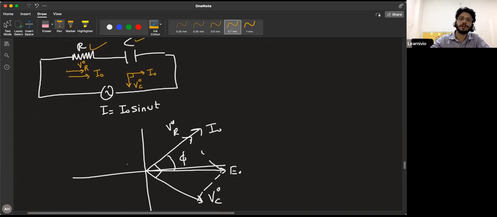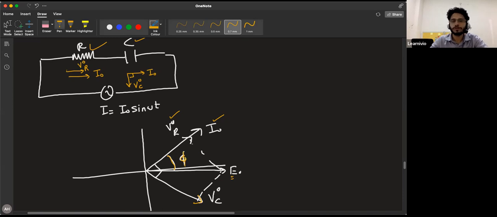So when I draw the phasor diagram, see, this is current. This is your voltage in the same phase. And this is your voltage across the capacitor, which lags this current by a phase difference of pi by 2. And this is the net EMF E. The phase difference between current and EMF here is phi. This is the phase.